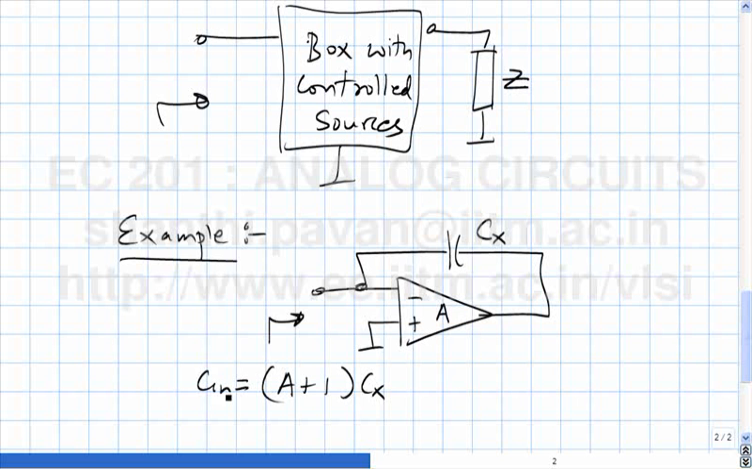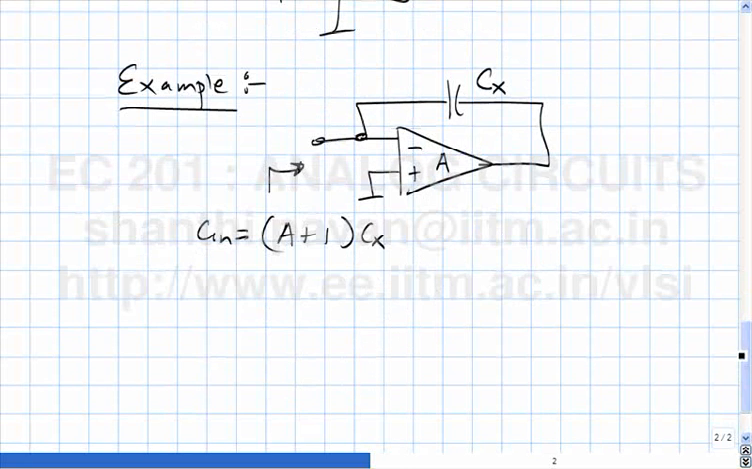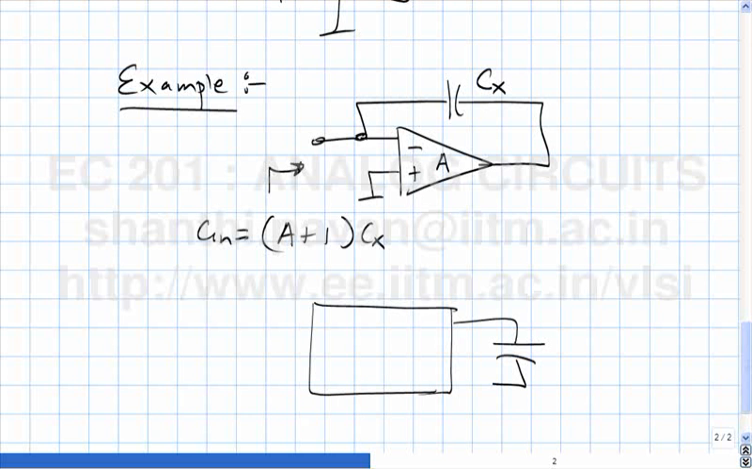A small capacitance is made to look like a large capacitance by means of a controlled source. So maybe about a week from now we will be able to see how you can do something which seems on the face of it quite remarkable, which is we will figure out a way of using controlled sources to take a capacitor and make it look like an inductor.